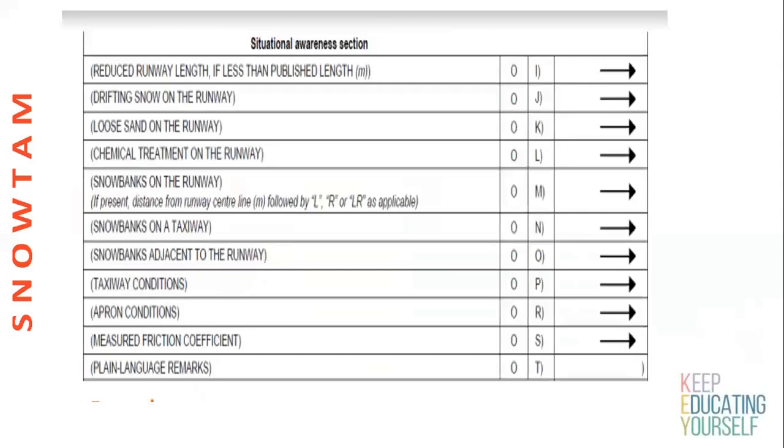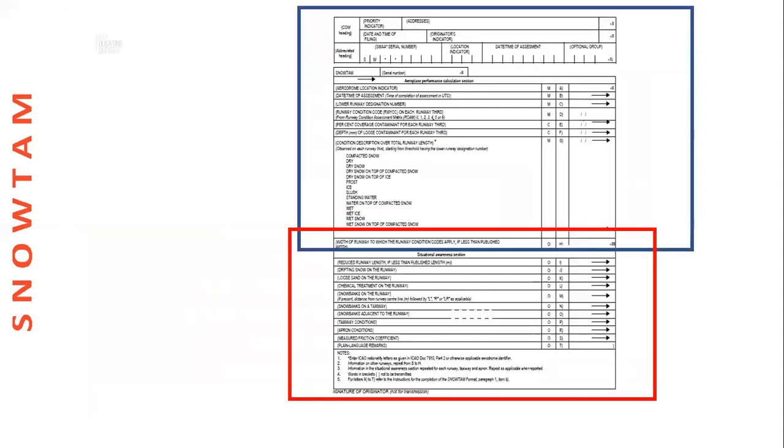Then in the situational awareness section, reduced runway length, you mention here. Then drifting snow on runway, loose sand on the runway, chemically treated runway. This chemical treatment on the runway is mandatory. Snowbanks on the runway, snowbanks on taxiway, snowbank adjacent to runway, taxiway conditions, apparent conditions. Then the last two which I mentioned, like measured friction coefficient, is state approved. The format will be there, so we are not discussing it here. It will change from country to country. Then the last one is plain language remarks. So all are optional except chemical treatment on the runway. So this is the complete SNOWTAM.